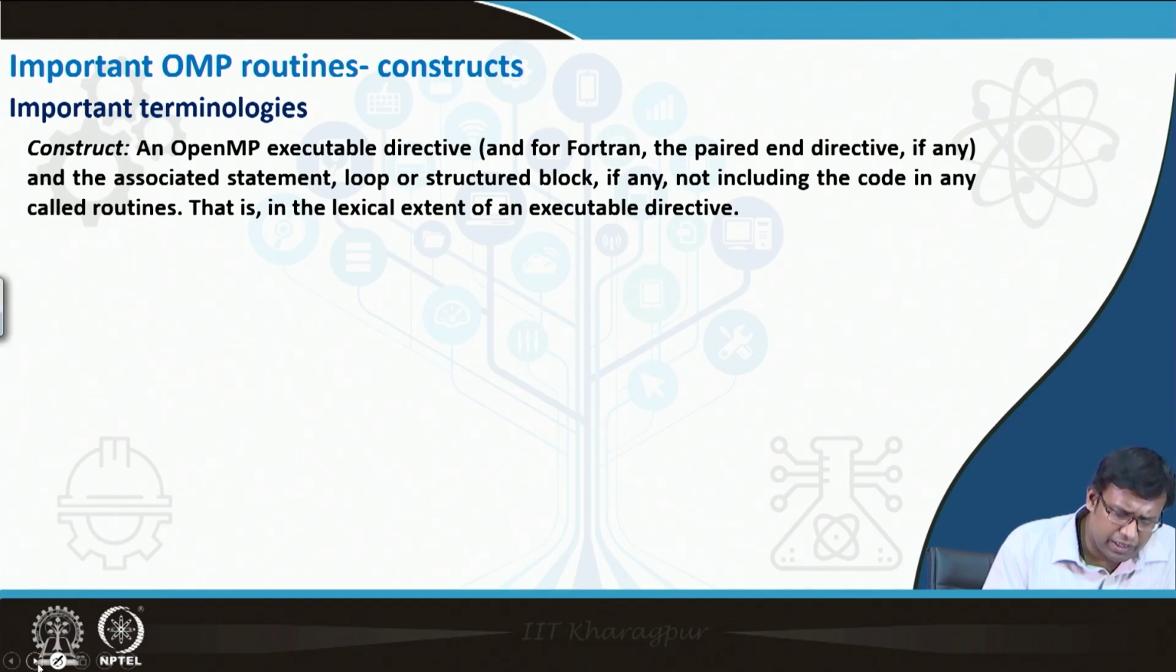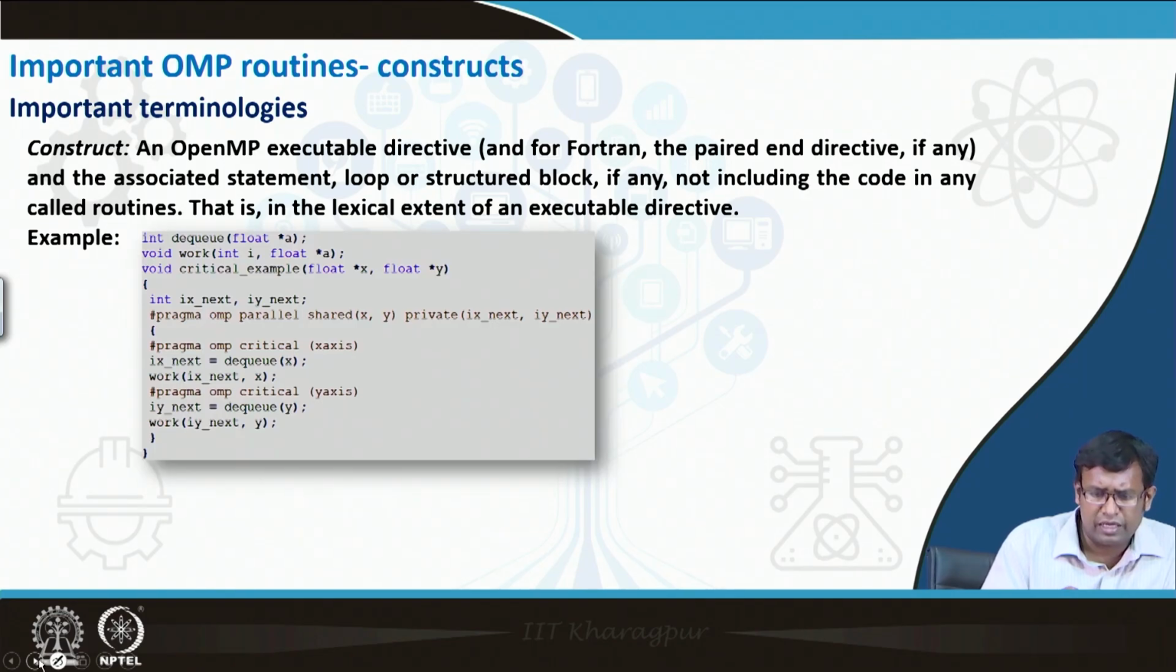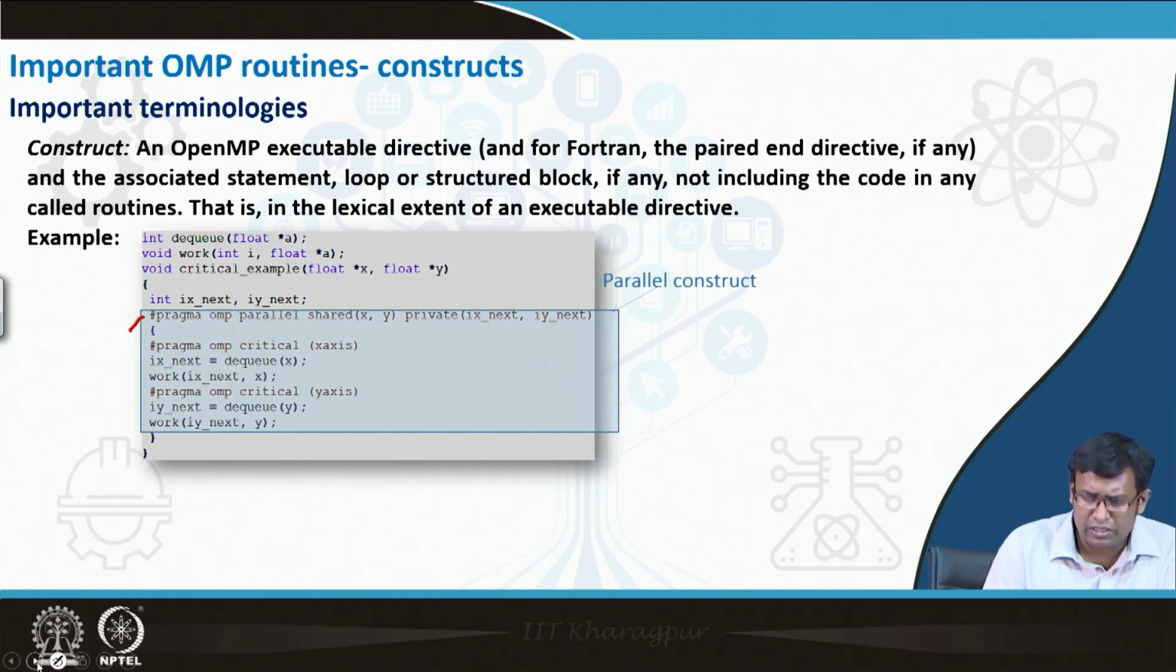We can see an example. In this program, some function is called inside OMP critical inside OMP parallel. If you see pragma OMP parallel with x y shared, that is a clause, and private ix next, iy next is also a clause. So these are the clauses. At this point we know that some jobs will be executed in parallel, and this part of the job will be executed in parallel. So the entire thing is called the parallel construct.